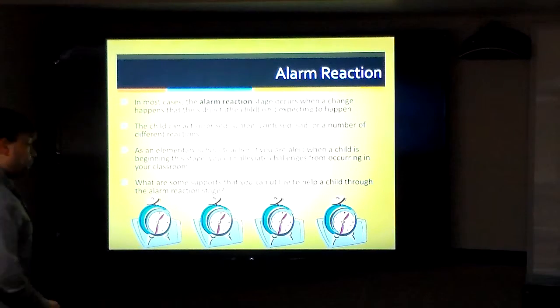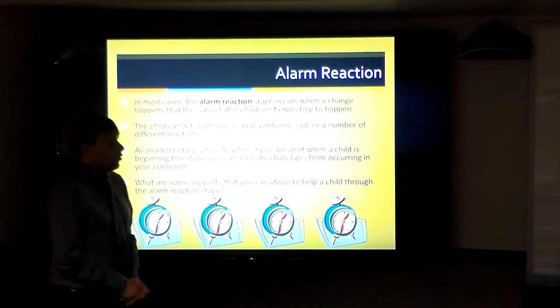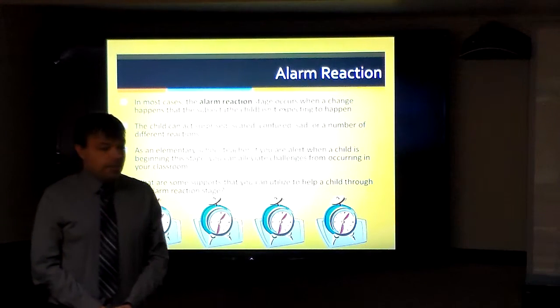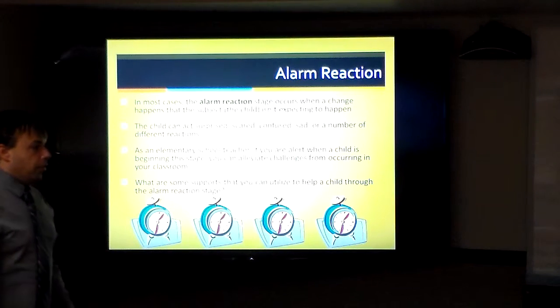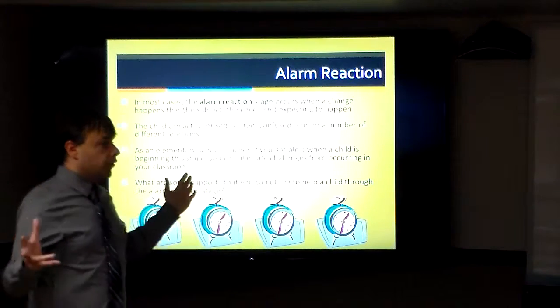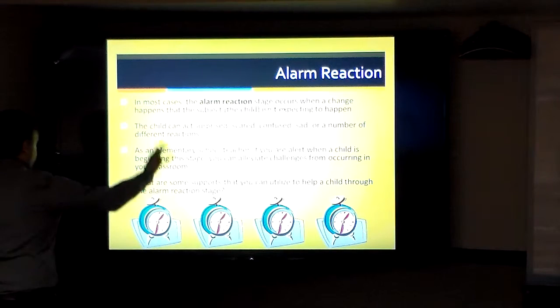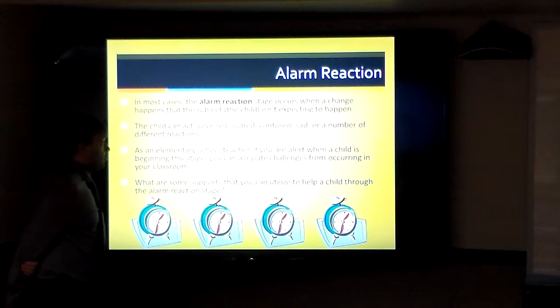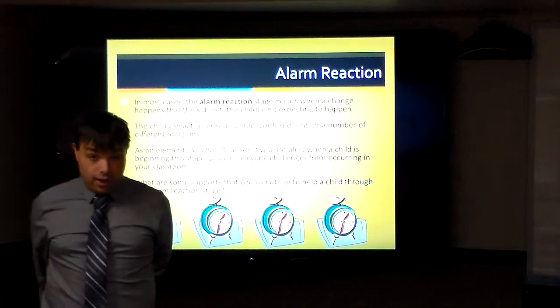So alarm reaction is when a child experiences something that they're not expecting to happen. Basically, the child is going to have an emotion, maybe 1, maybe 2, maybe 3, maybe 100 different emotions, and they're going to change how they feel when something occurs. So a lot of the time, that's an alarm reaction. The child is stressed out.